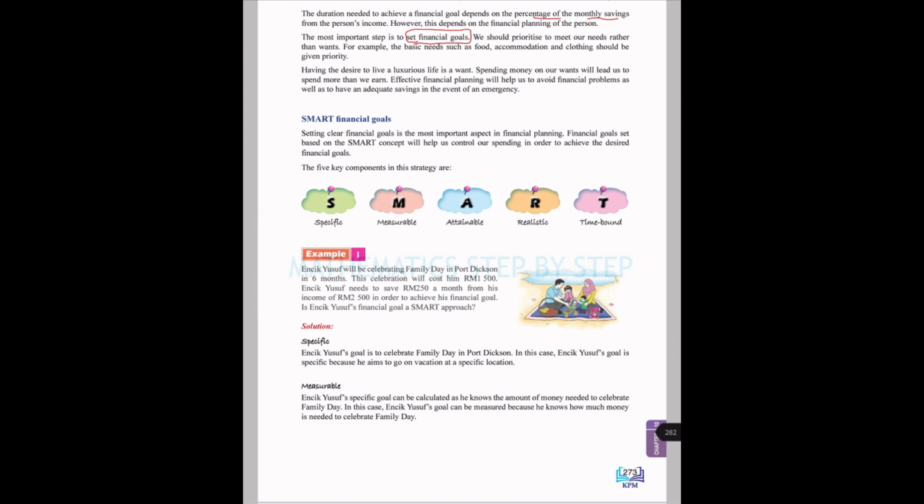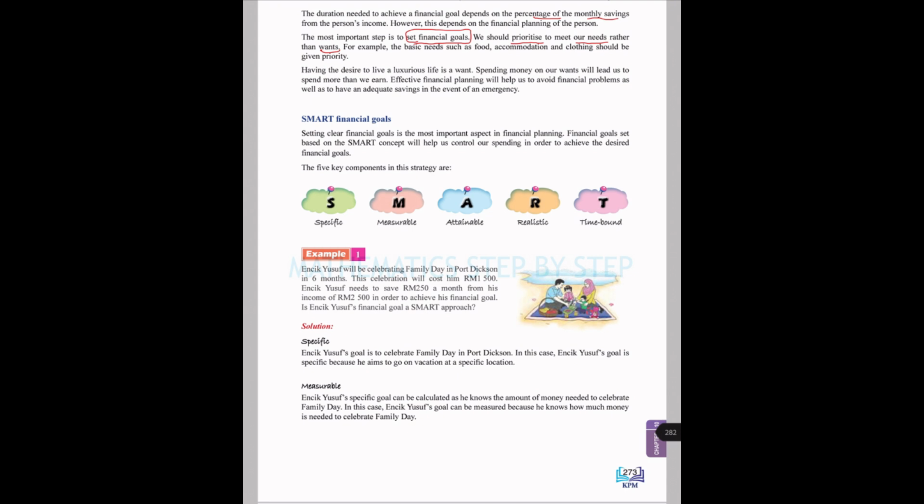Okay, so we need to prioritize to meet our needs rather than wants. Okay, in our everyday life, right, there are a lot of things that we want, but sometimes when we think properly, those are not the things that we really need. Okay, so when we have a goal, we'll have to prioritize what are the things that we really need, then we only spend on that.